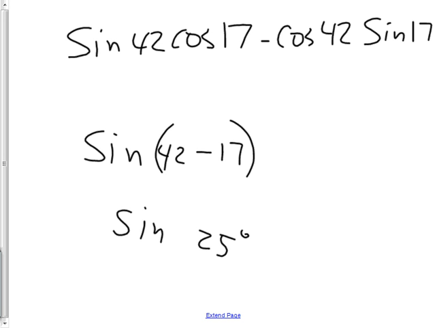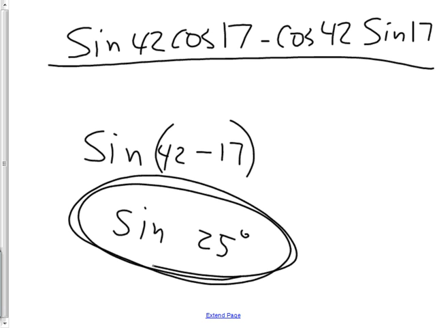So sine of 25. And notice it's set in the directions: write the expression as the sine, cosine, or tangent of an angle. And I did. So they gave you the answer and you had to figure out the question. That's how you do the kind on the backside.